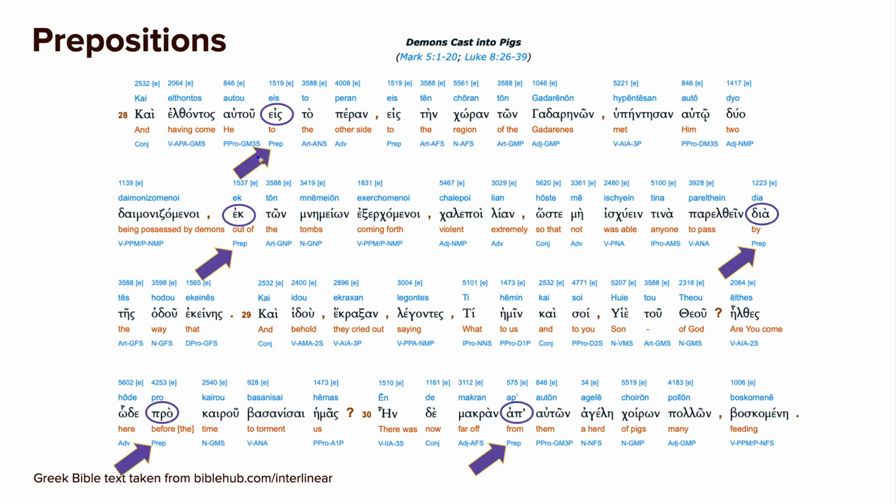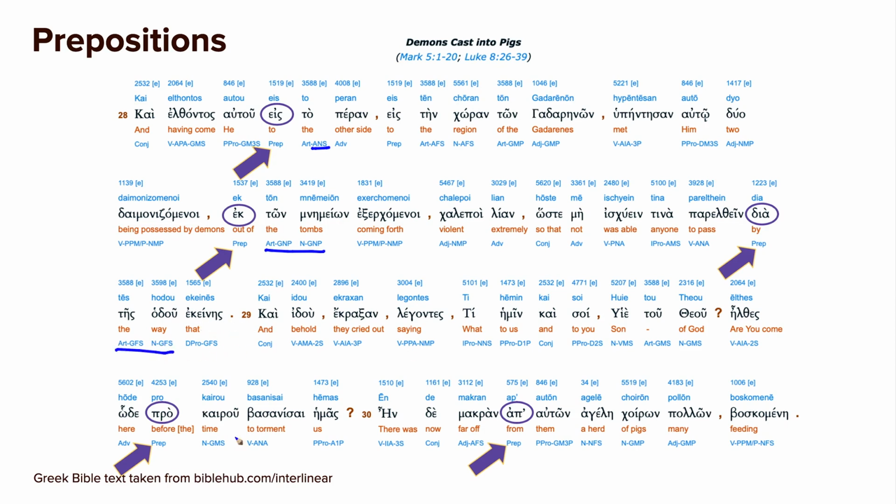Prepositions. Here we have eis again, which is super common, but we have a lot of other things too. Just remember eis is always followed by the accusative. All right. Next we have ek, out of, and as you would imagine, ek is followed by the genitive, out of the tombs. And then no one was able to pass by that way. So in this case, dia is followed by the genitive.